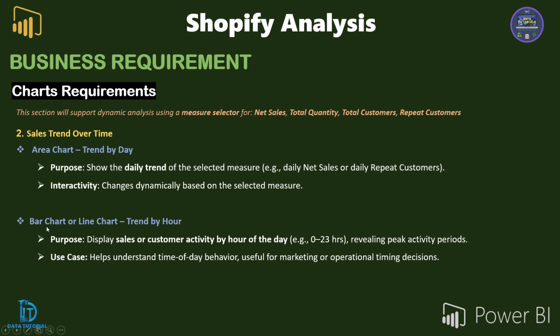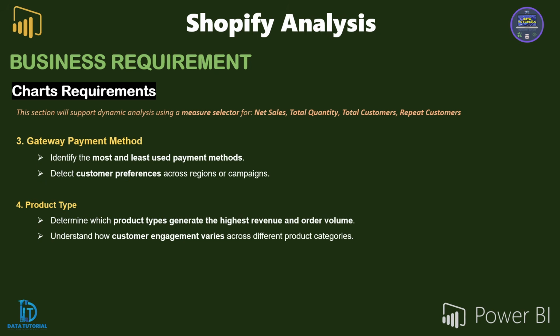Then we also have to find out a bar chart, and it will give us the information of customer activity and sales by hour of the day, right? So which will help us to find out which are the peak periods, or peak activity periods, in the entire day, right? And so these are the charts for sales trend over time.